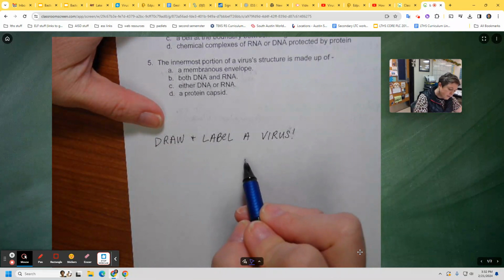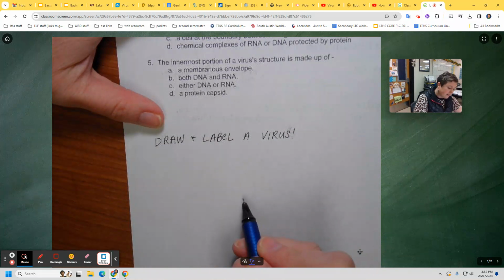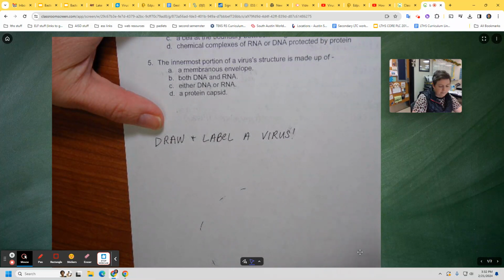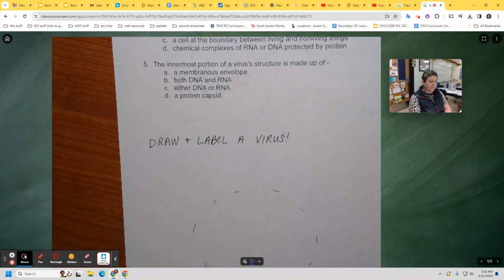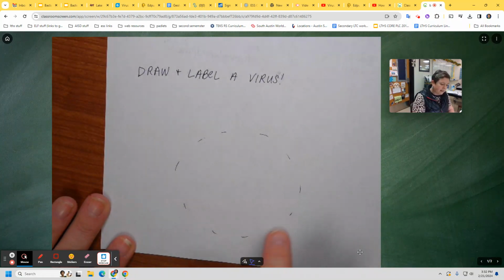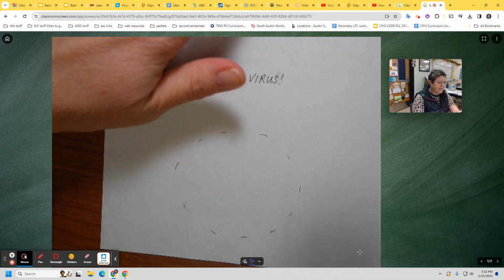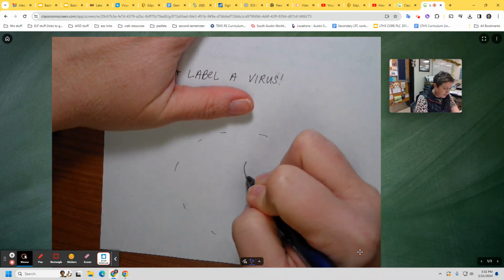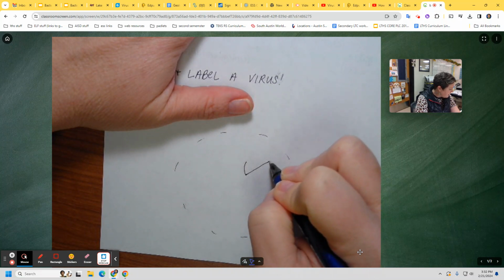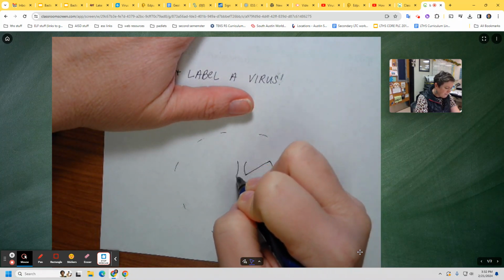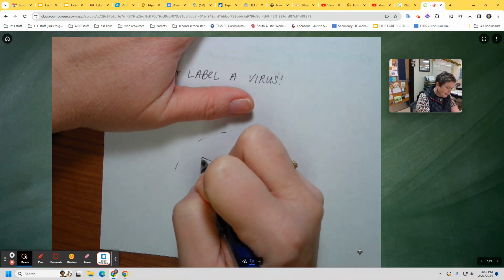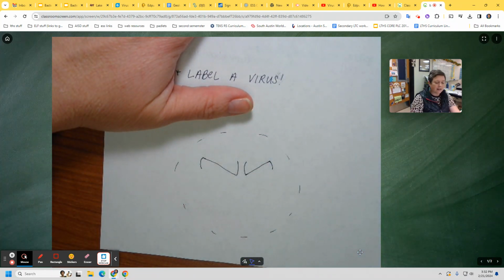So the first thing I'm going to do is make a little dotted line, and that's going to be the main shape of my virus. Can you see how I made a circle, but I did it in a dotted line? Then we are going to make some mean looking eyes. Why are we making this virus look so mean? Because they make us sick. They're bad guys. Okay, that's all you got to do.